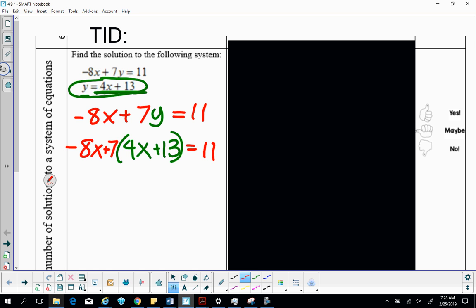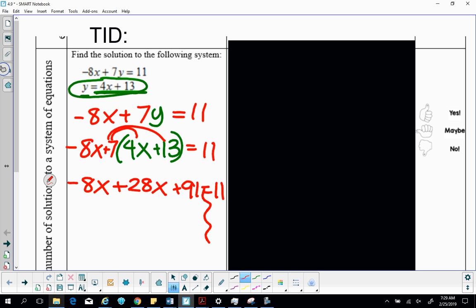Who got that far? Give me a thumbs up. Awesome. Then I moved down negative 8x, and I see, okay, I need to distribute or multiply 7 to both of those. So 7 times 4x should have gotten 28x, and 7 times 13, what did you guys end up getting? 91 equals 11. Who got that far? Remember, part of your quiz grade is just writing down the correct way to do it.